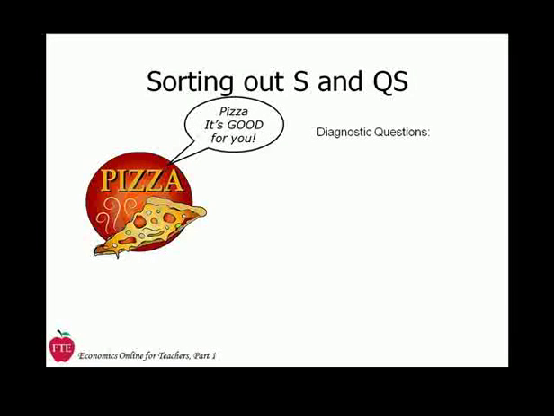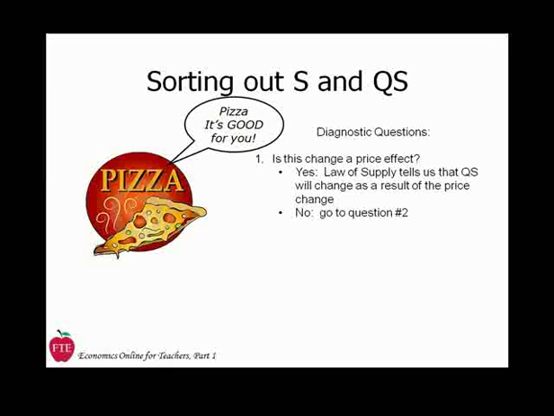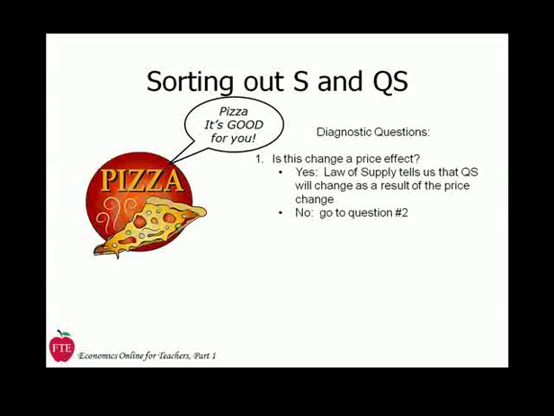So look back at the pizza problem and ask a series of questions to sort it out. First question, is this change a price effect? In other words, did the price of pizza change? The answer is yes. So this is a law of supply question. Here's how it works. As people go out to buy more pizza because of the Surgeon General's report, the price of pizza in the market rises. And according to the law of supply, when the price of that product rises, what happens to the quantity that the pizza producers will provide for sale?